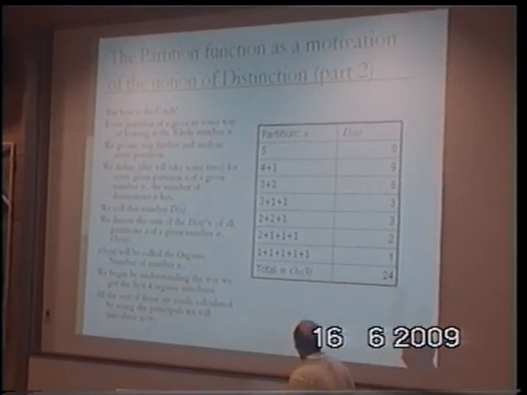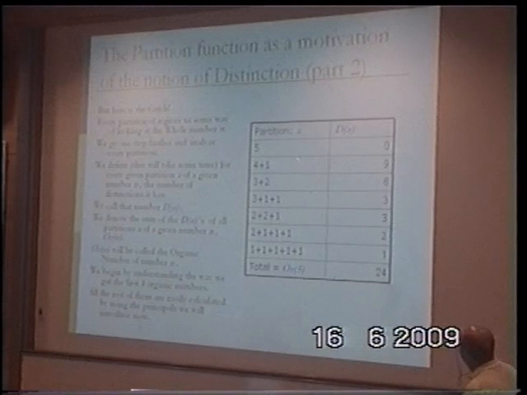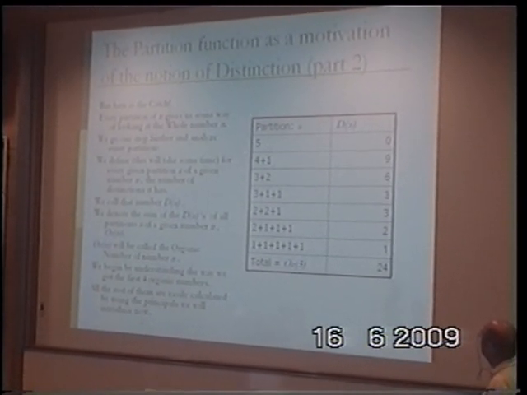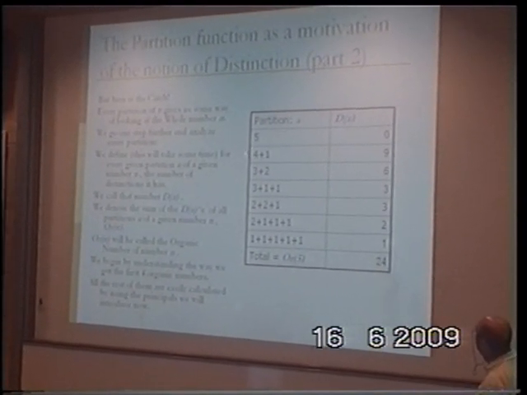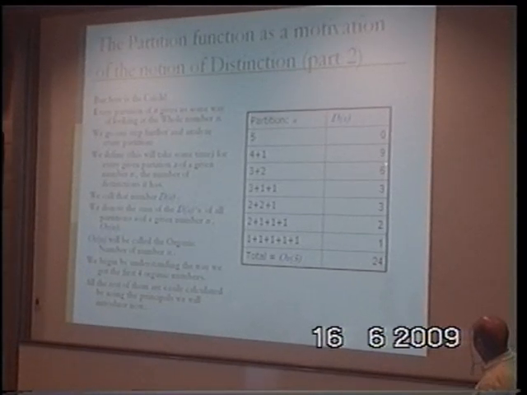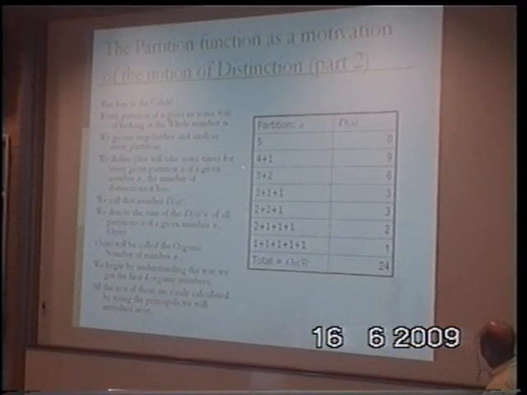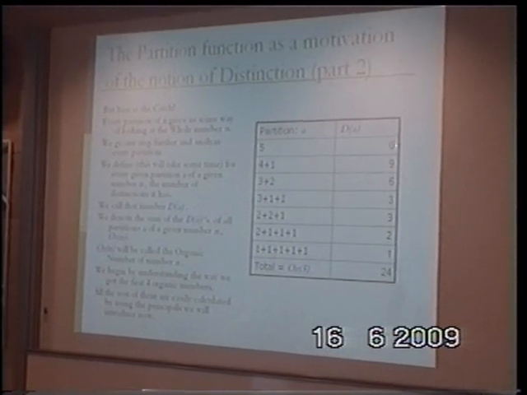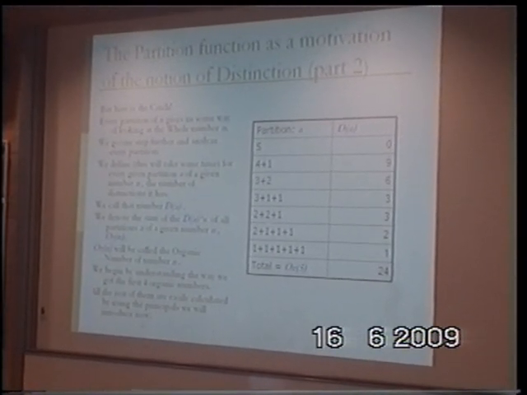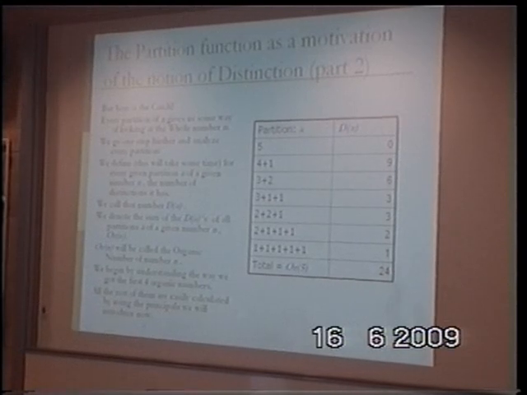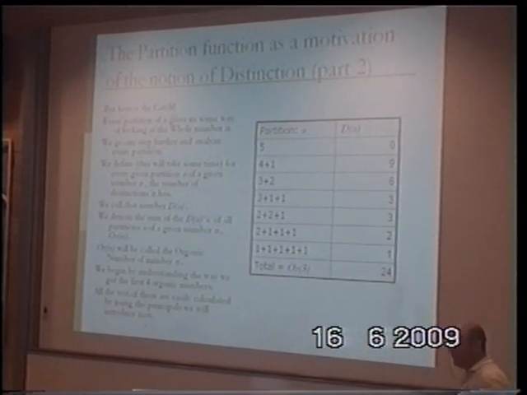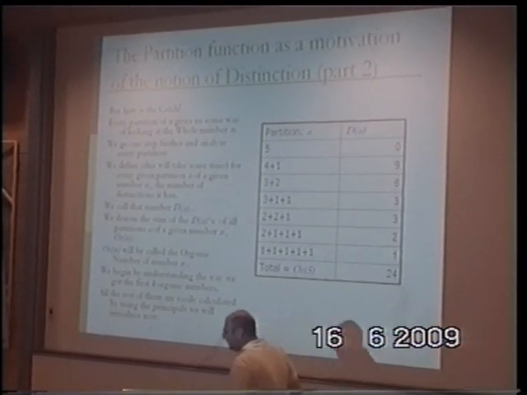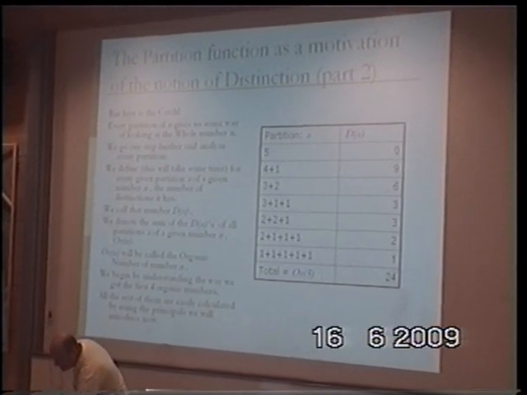You see, the number 5 has these 7 partitions. For example, the partition 4 plus 1 gives us 9 different distinctions. 3 plus 2 gives us 6. I will explain to you later how we calculate. Then we sum all the distinctions that each partition gives, and we get the number 24. So the number 5 has 24 distinctions.